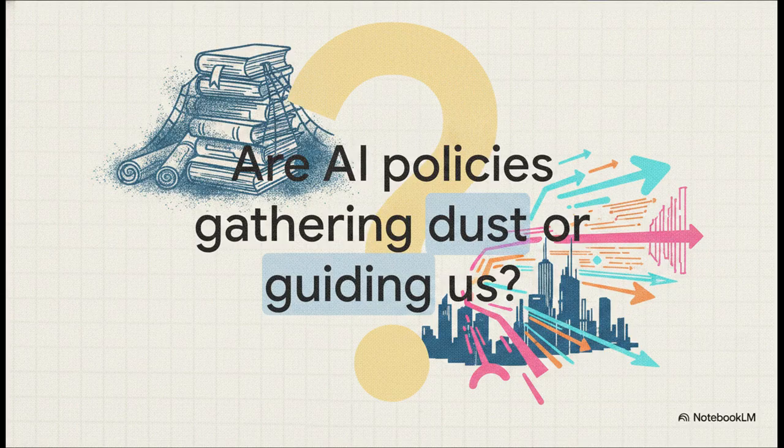Because listen, if you write an AI policy today and then just ignore it for 3 years, your rules are going to fall dangerously behind. Your governance has to be a living, breathing process. So I have to ask you, are your AI policies just gathering dust on a shelf somewhere, or are they actively doing the work of guiding you forward?